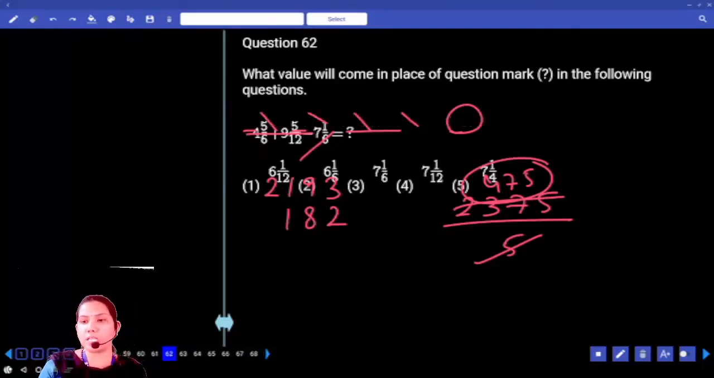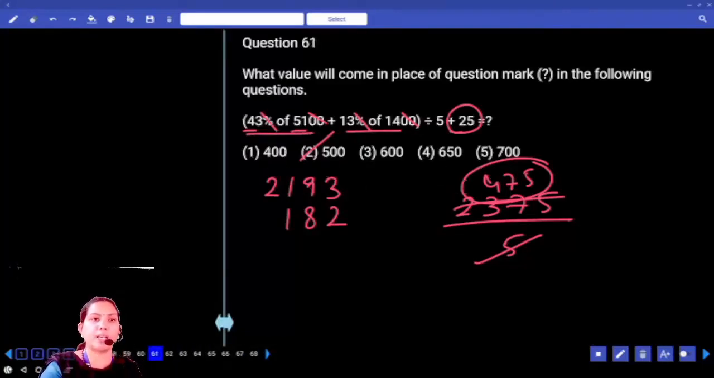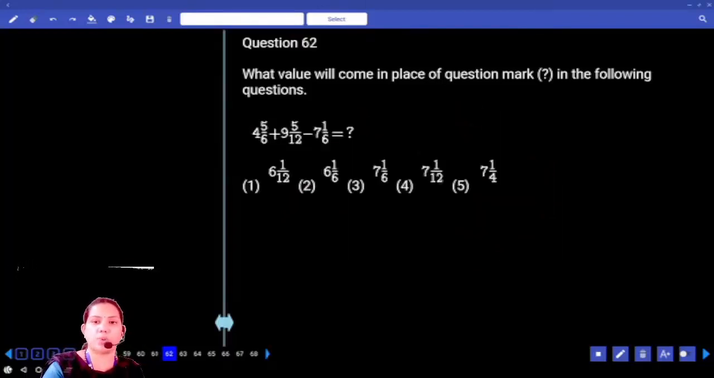Next, question number 62. Did 61 finish? 7 table, 7 nines? 7 nines, 8 threes, 9 eights, 12 nines, 12 sevens?